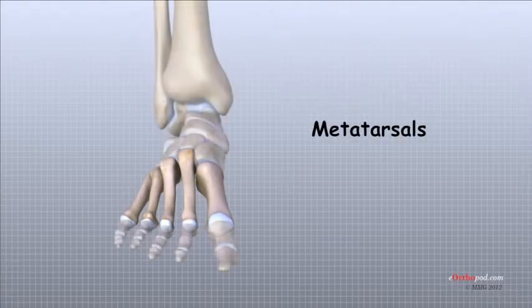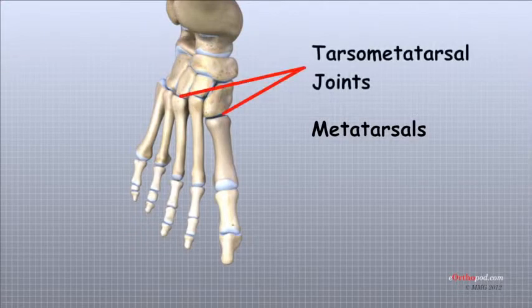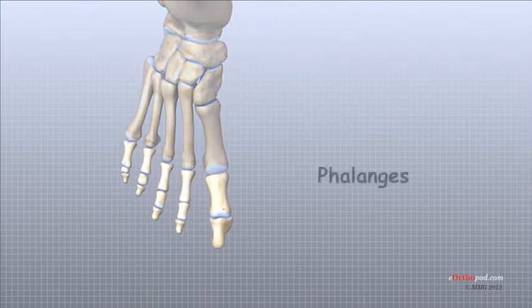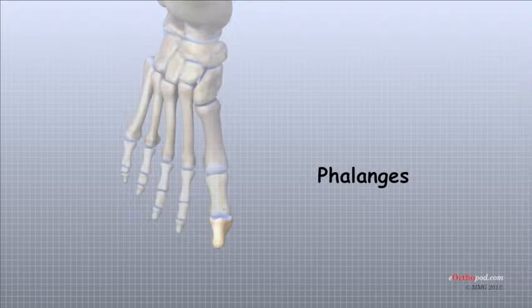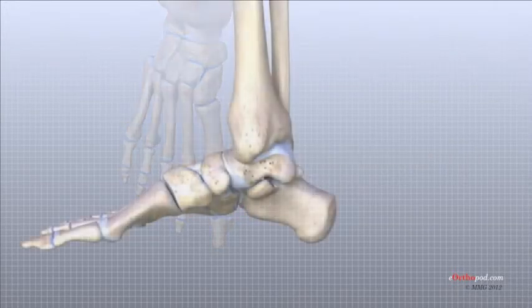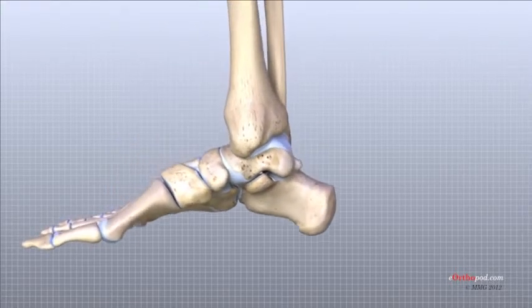The tarsal bones are connected to 5 long bones of the foot, called the metatarsals. The connections between the tarsal bones and the metatarsal bones are fairly rigid, and not much movement occurs at the joints. Finally, there are the bones of the toes, the phalanges. The great toe, like the thumb, has only 2 phalanges. Each of the other 4 toes has 3 phalanges. The joints between each phalange are called the interphalangeal or IP joints. There is not a great deal of motion in the IP joints.